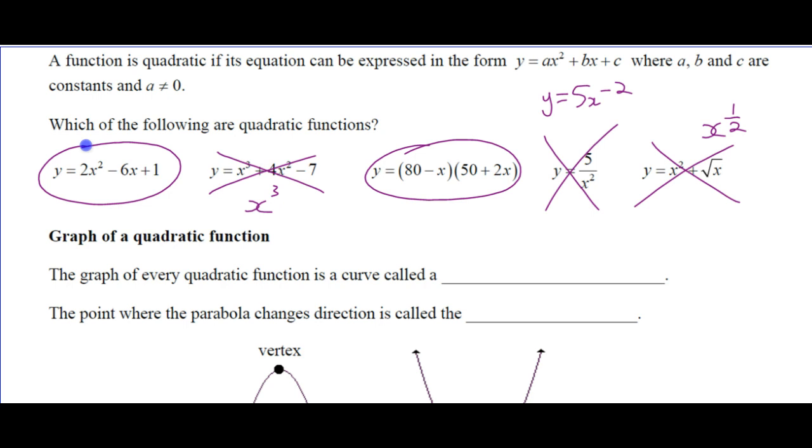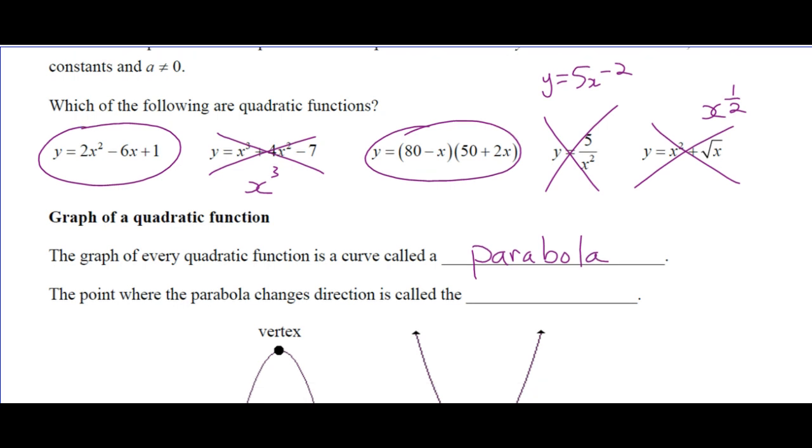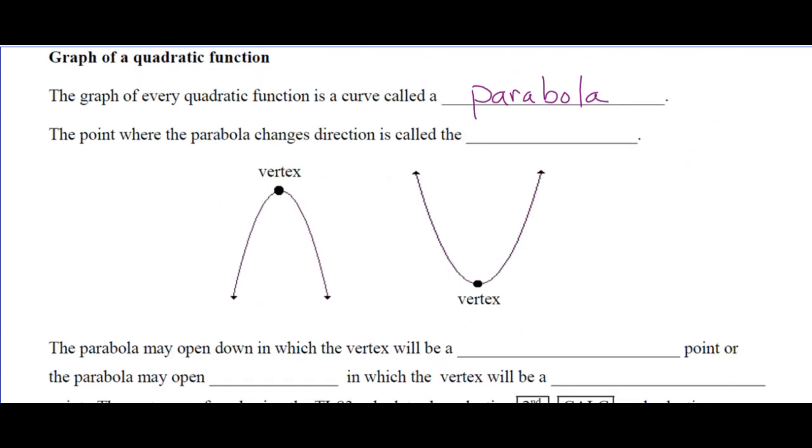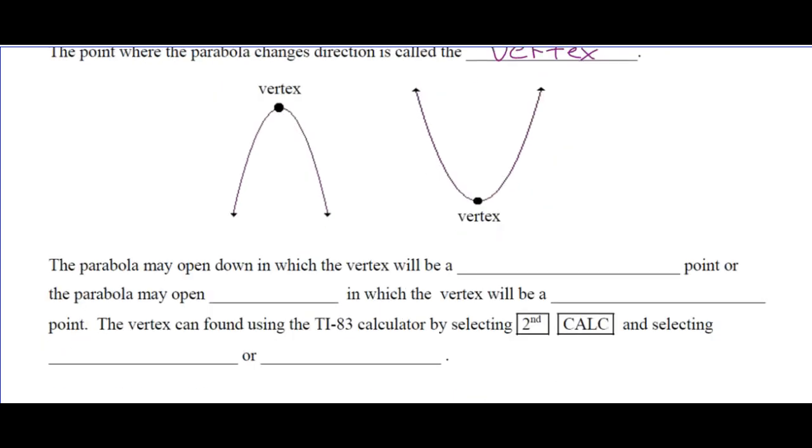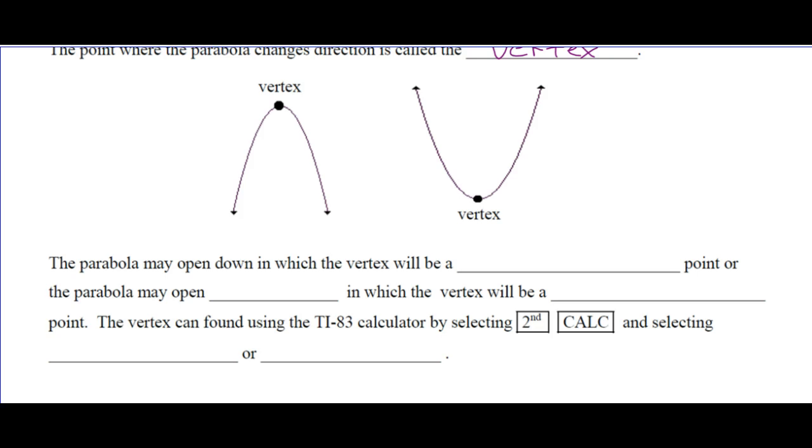Okay, the graph of every quadratic equation is called a parabola, right? The point where the parabola changes directions is called the vertex. Now notice the parabola can open up or down.